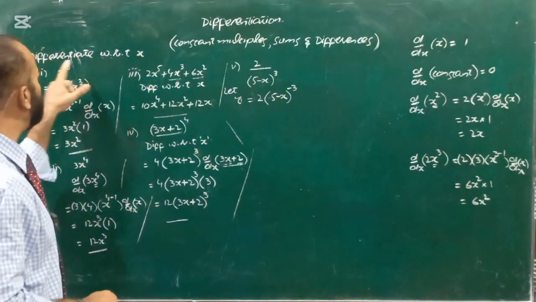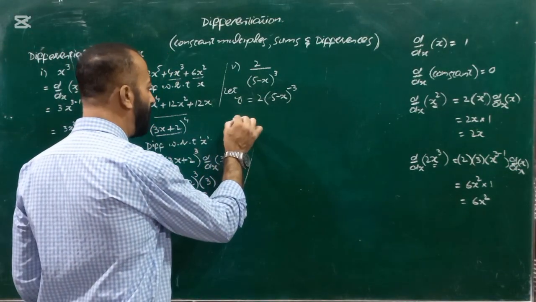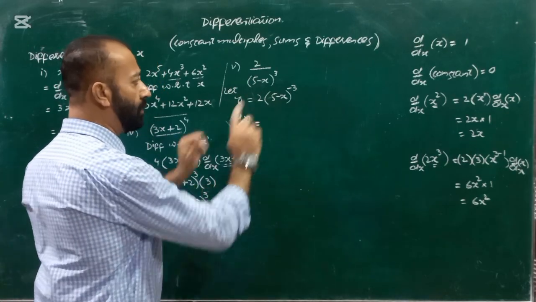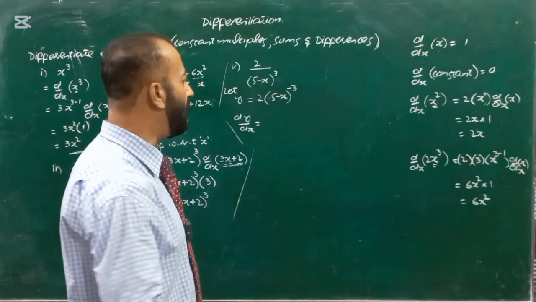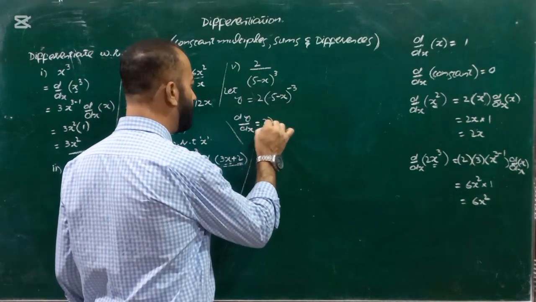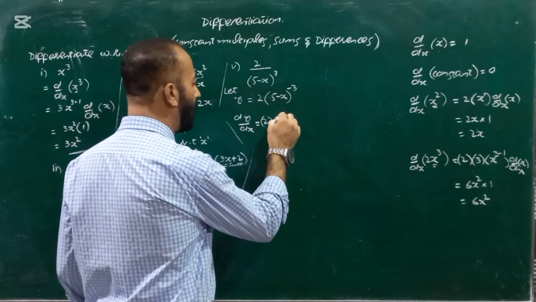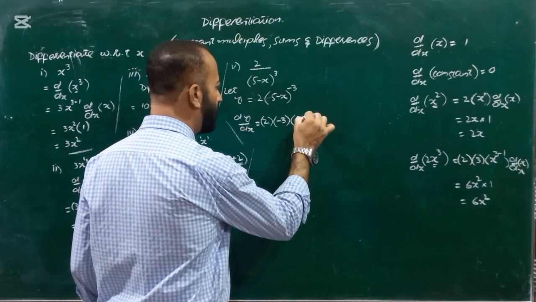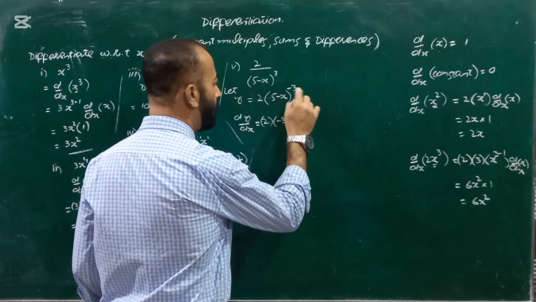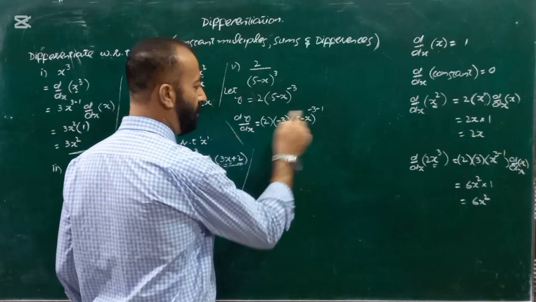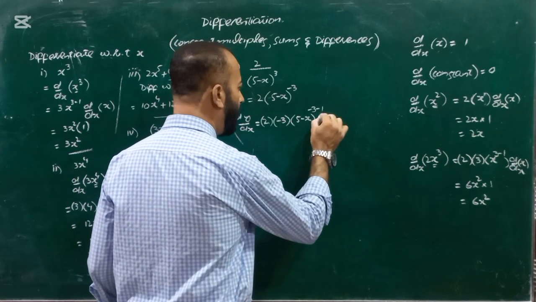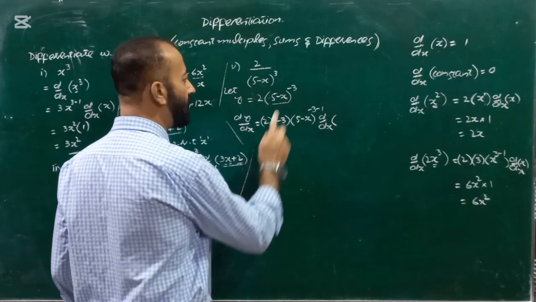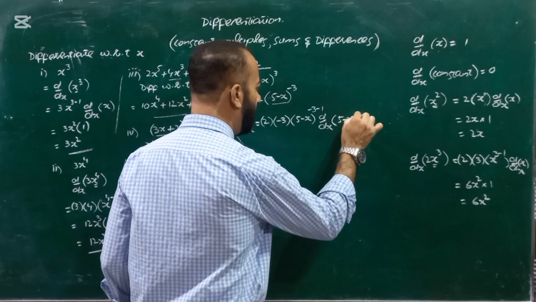Now the requirement is to differentiate with respect to x, so dy by dx will be equal to, and now the same method will be applied. So this 2 is still there, the power will come down. So look now, the power has come down, make 1 less from the power, so 5 minus x raised to the power minus 3 minus 1, and take the differential of the value which is having the power. So this is the value which is having power, so take its differential.